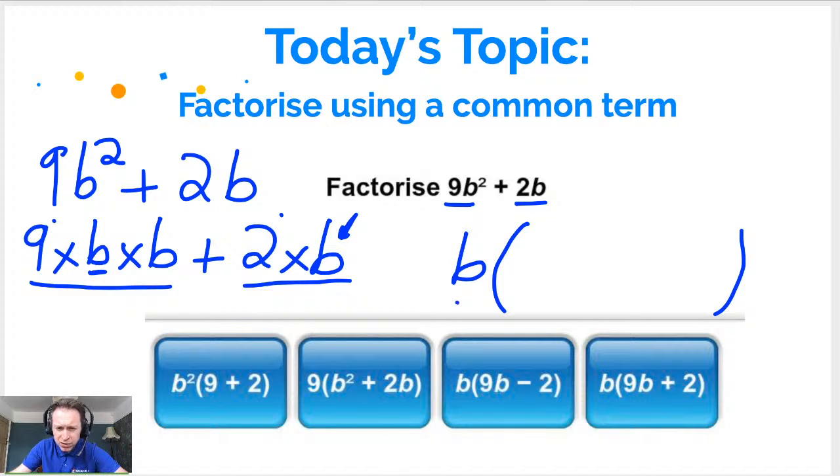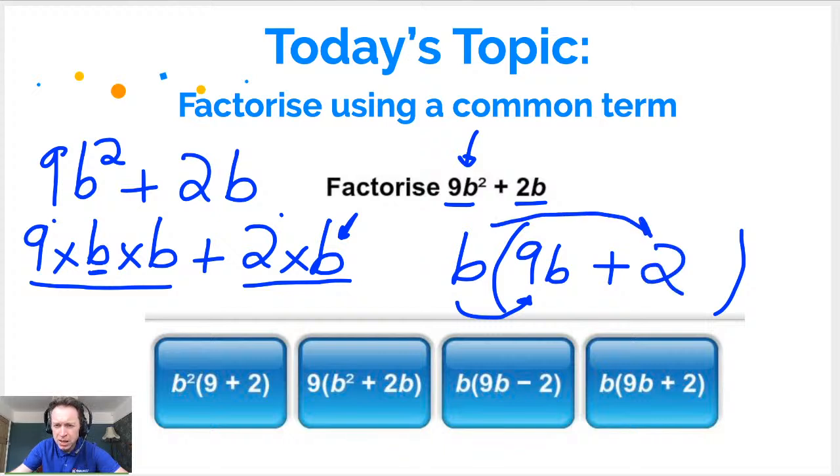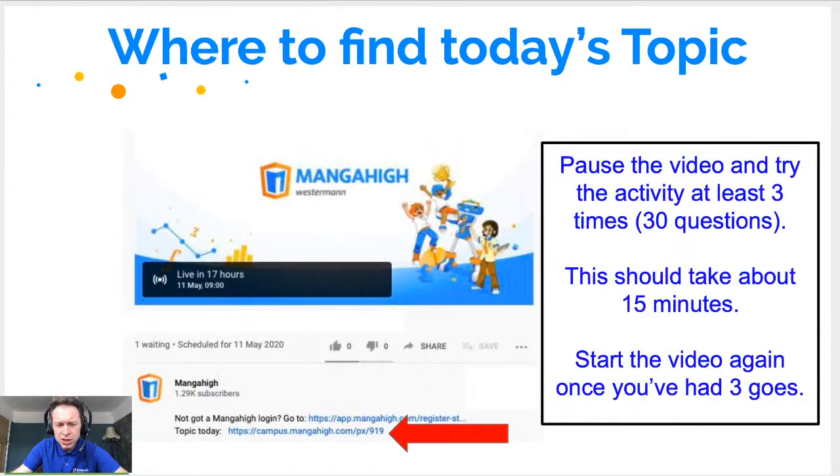And then I have to think about what I must times b by to make this first term 9b squared. Well, the answer is 9b. If you times b by 9b, you make 9b squared. And the second bit, I just need a 2, so that when you times that, you get 2b. Now I can see the correct answer must be this option just here. So it begins by spotting that the common factor in both terms is the letter b, and then you can complete it from there.